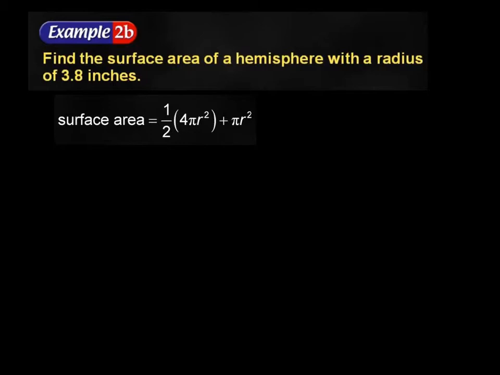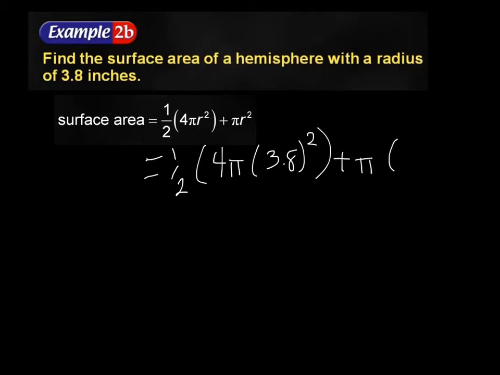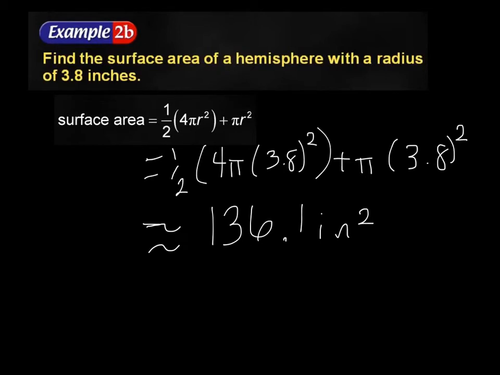Find the surface area of a hemisphere with a radius of 3.8 inches. We have a formula we can use. Since it's a hemisphere, we're going to take our sphere and divide it by 2, so 4 pi r squared times a half, and then add the great circle. So I'm going to substitute in 4 pi times my radius, 3.8, squared, plus pi times my radius, 3.8, squared. I type that in the calculator, and I get approximately 136.1 square inches.